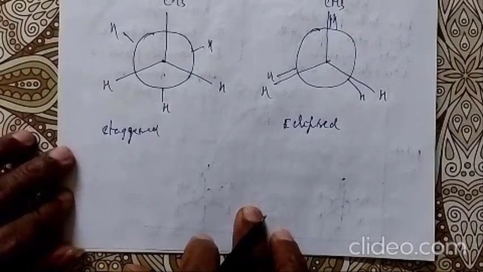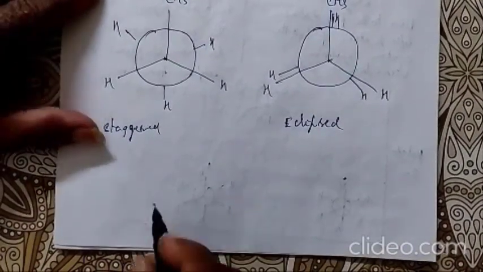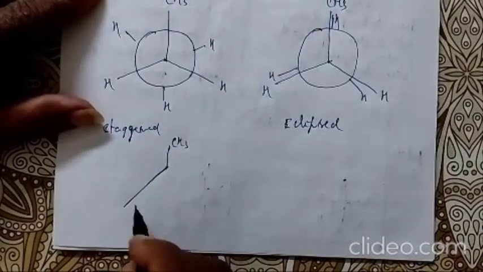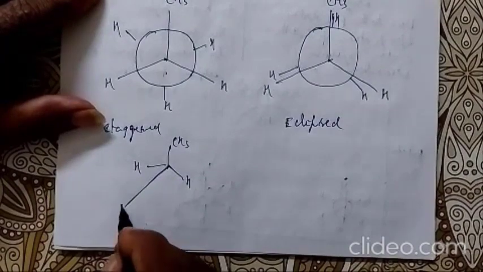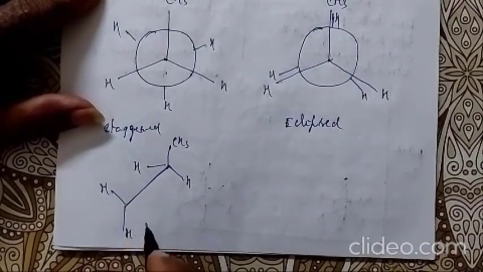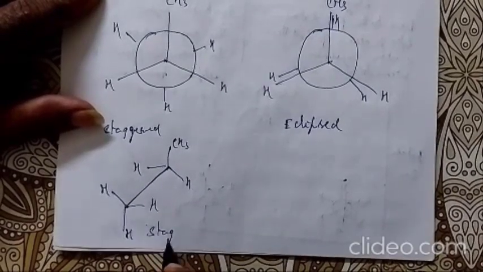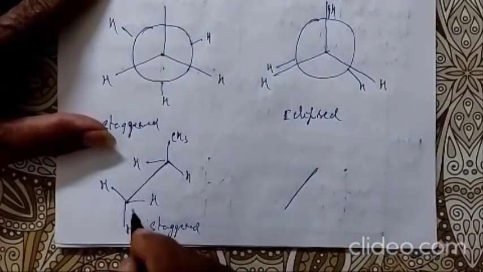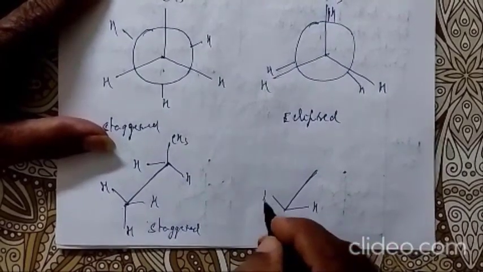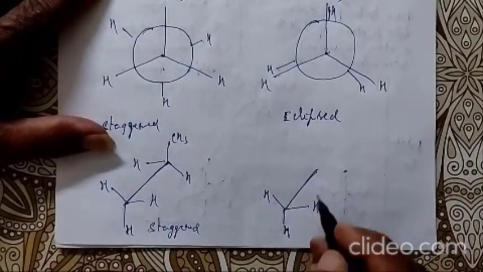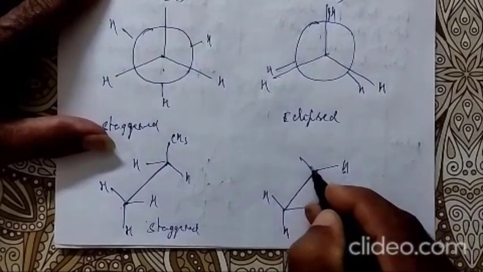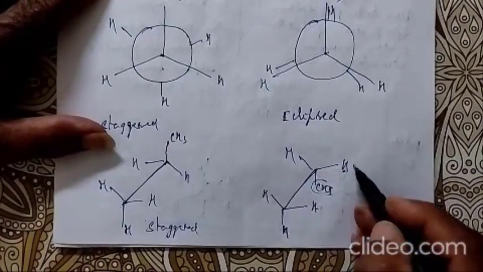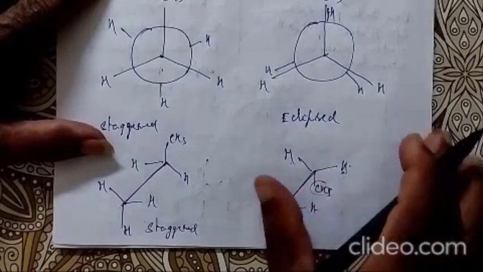Now let us see the sawhorse projections of propane. So in the sawhorse projection of propane, this is the CC bond, and of course this is a CH3, hydrogen here, and this is hydrogen, and this is hydrogen. What is this form? This is a staggered form. On the other hand, the eclipsed form is, this carbon atom is kept fixed, and if we rotate this carbon atom, CH3 comes here in this manner. So this CH3 group and this both are eclipsed, that means both lie one behind the other. This hydrogen and this hydrogen lie one behind the other, this and this lie one behind the other.